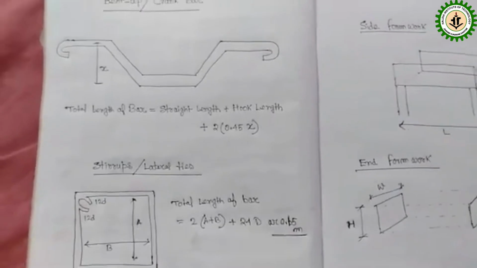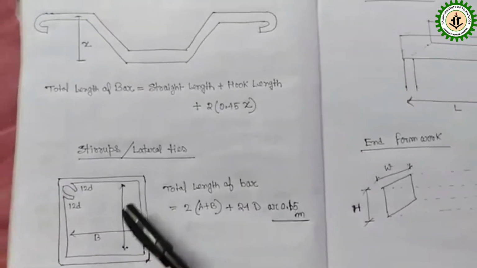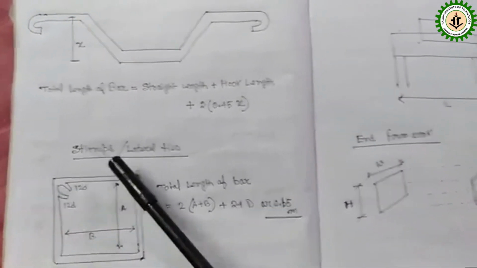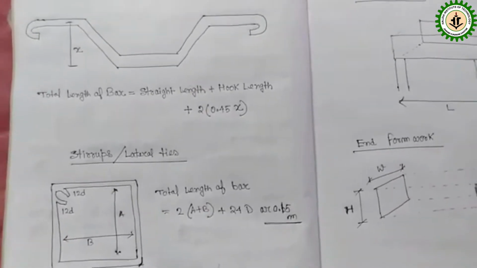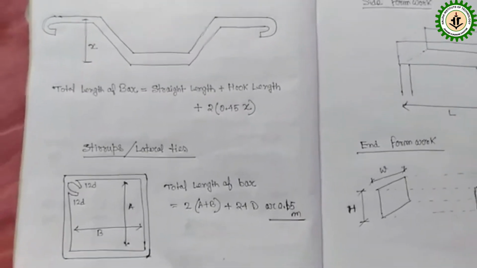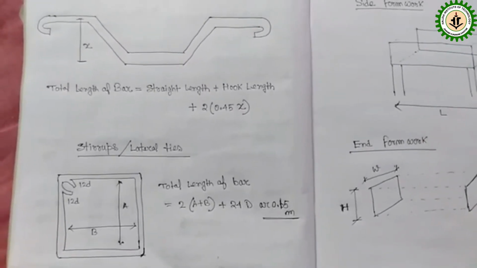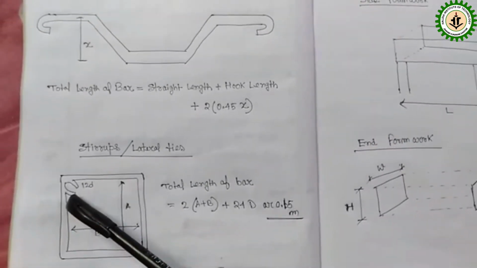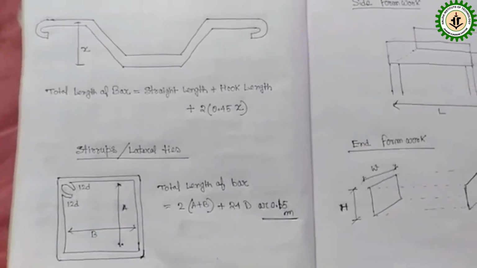There are two bars for horizontal and vertical each. So if this is a, here this is the first a and this is the second a. Here this is the first b, and this is the second b. That is why we have to use 2 into (a plus b). The next portion, 24d or 0.15 meter, is for hook length. This is the hook length for a single hook, that is 12d, and for a double hook, that is 24d.